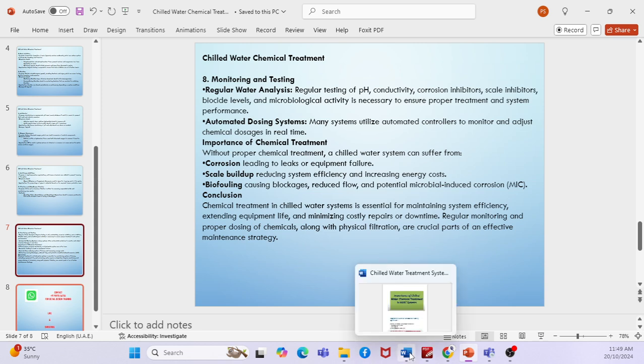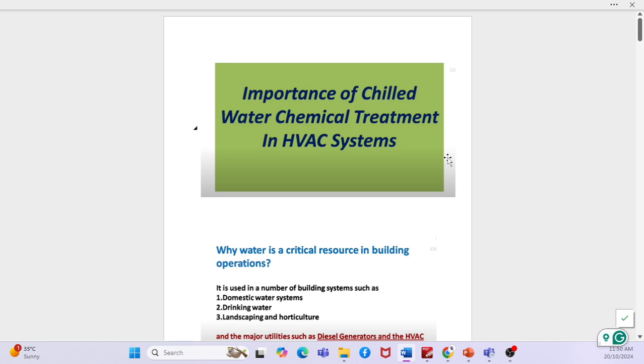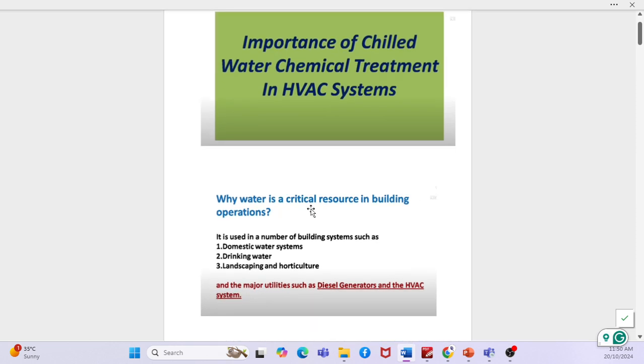Okay, then let us go to find out the importance of chilled water treatment in an HVAC system. Why do we do the chilled water treatment? You can see that water is a critical resource in a building.